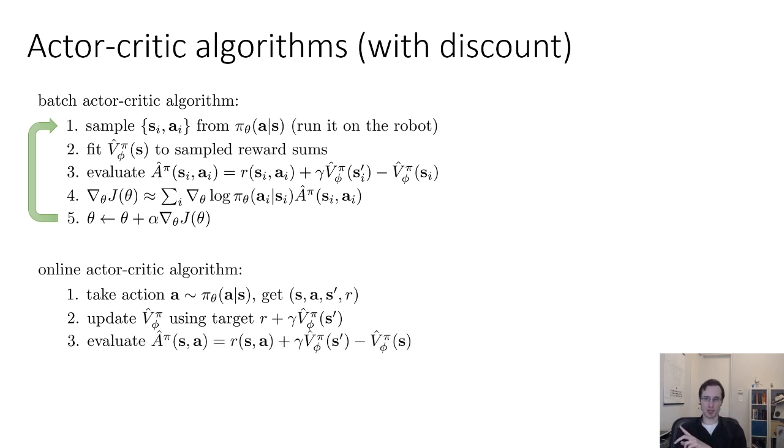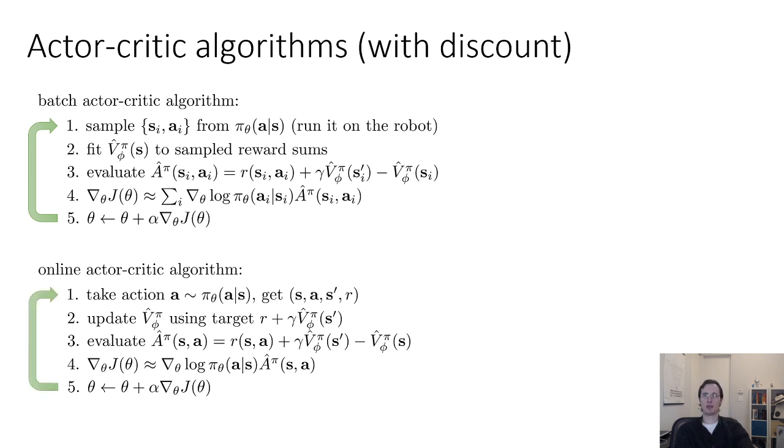Then it would evaluate the advantage using that value. Again, this only uses S, A, and S prime. And then it would use that sample to take a gradient step on the policy. And again, that only uses a single sample, so that effectively implements stochastic gradient descent. So if you're willing to do single sample stochastic gradient descent, you can have a fully online actor-critic algorithm that updates both the critic and the actor every single time step. So it learns continuously.